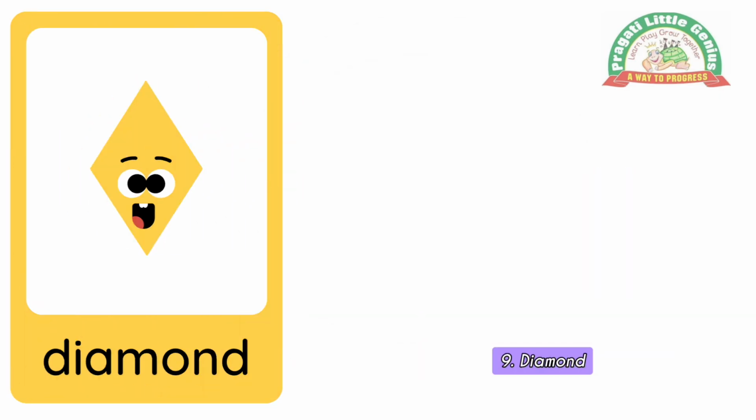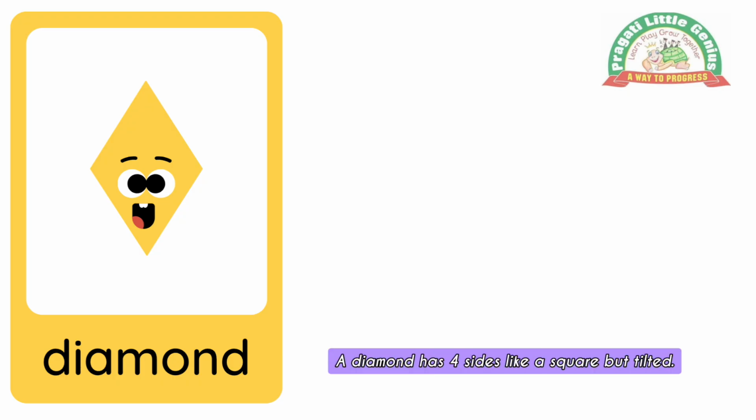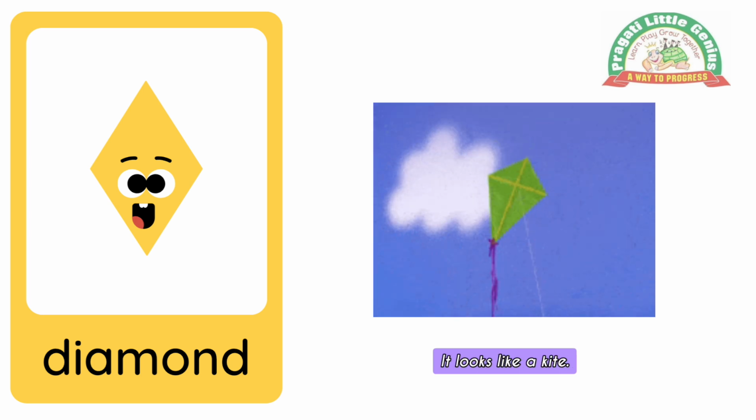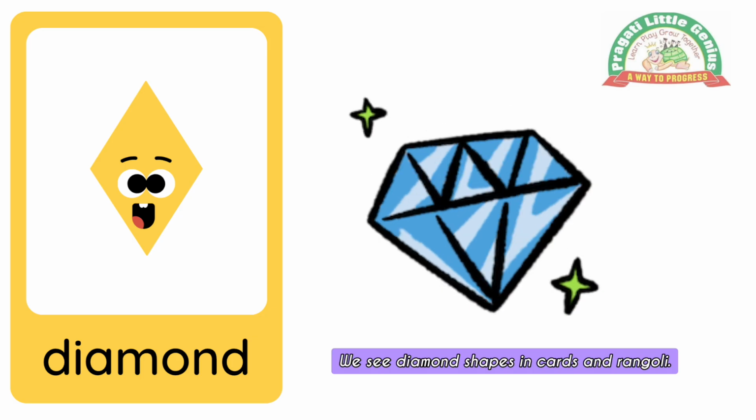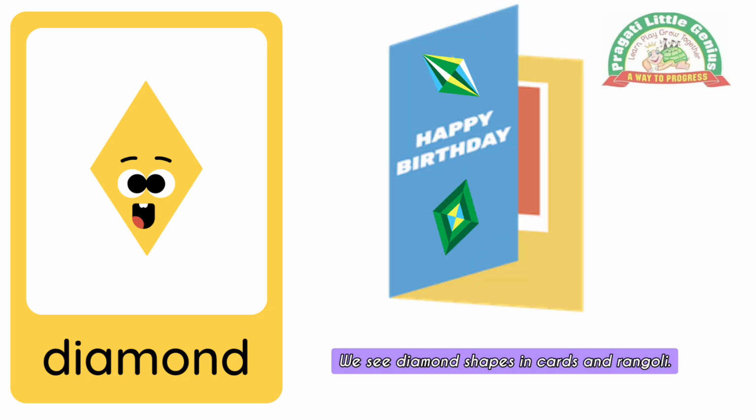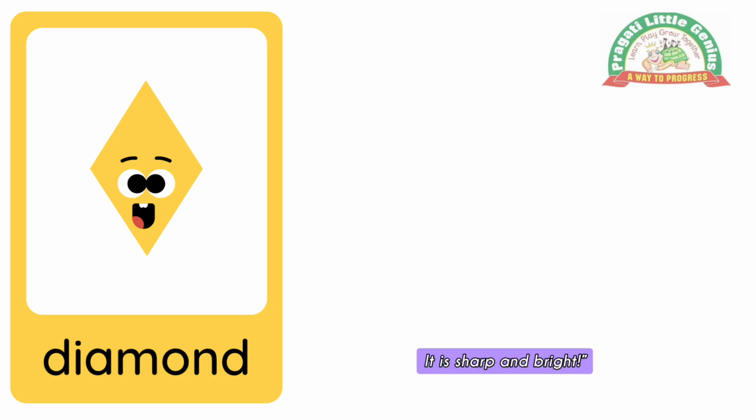9. Diamond. D-I-A-M-O-N-D. Diamond. A diamond has 4 sides like a square but tilted. It is also called a rhombus. It looks like a kite. Diamonds sparkle and shine. We see diamond shapes in cards and rangoli. It is sharp and bright.